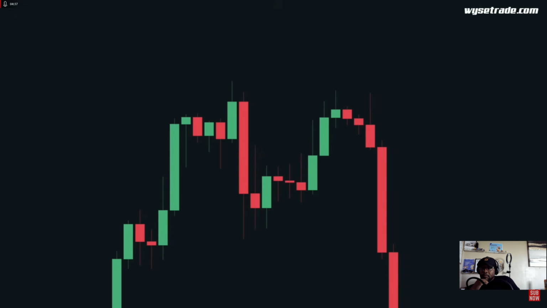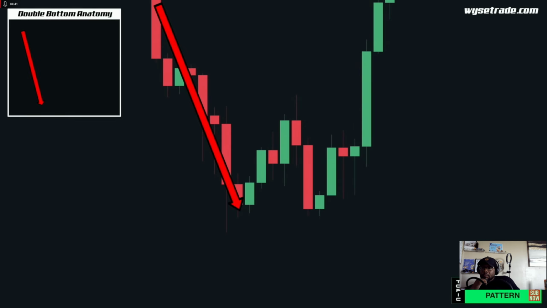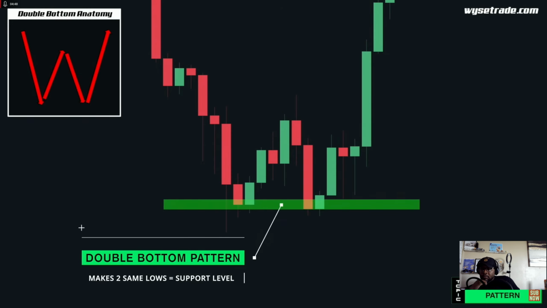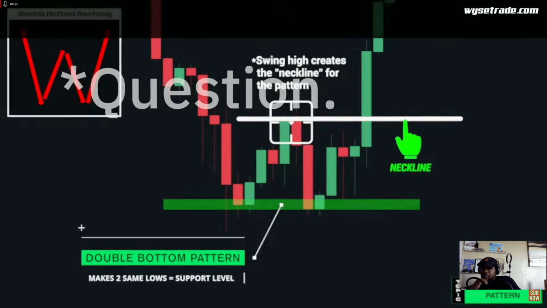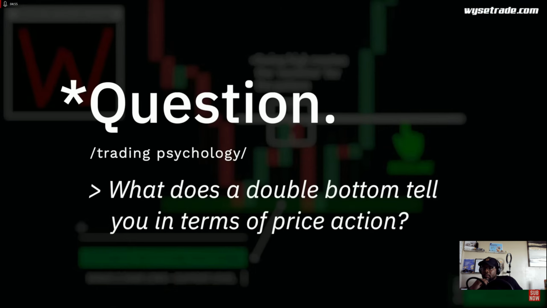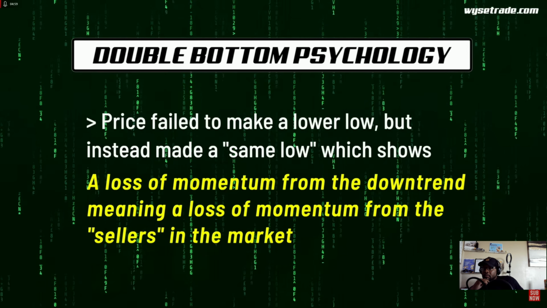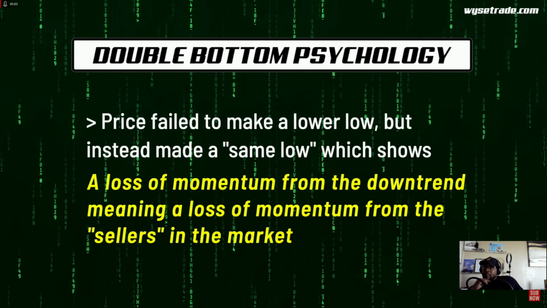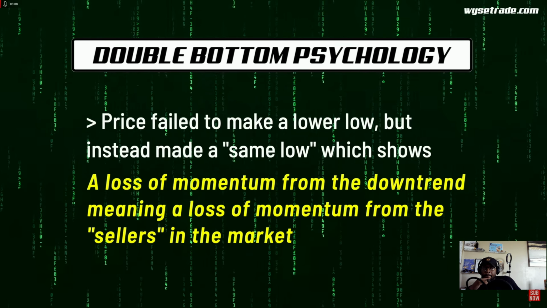Now, going the other way. You first have your moving downtrend. Price then makes two same lows. The bottoms essentially make a support level. This swing high here forms the neckline. Now, what does the double bottom tell you in terms of price action? Price failed to make a lower low, but instead made a same low, which shows a loss of momentum from the downtrend, meaning a loss of momentum from the sellers in the market.